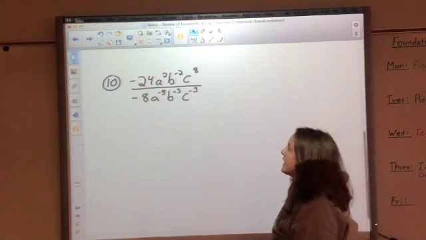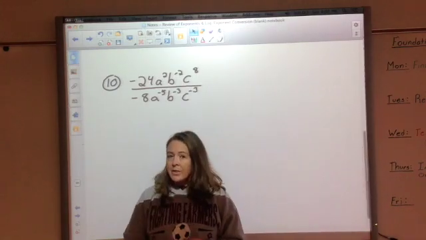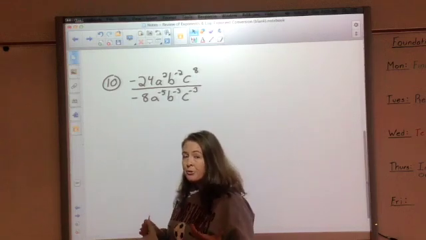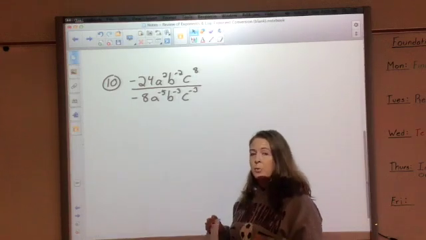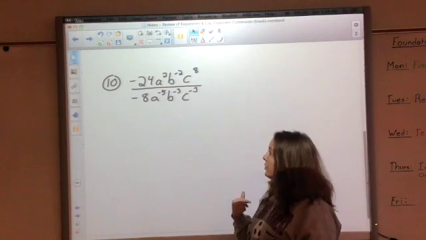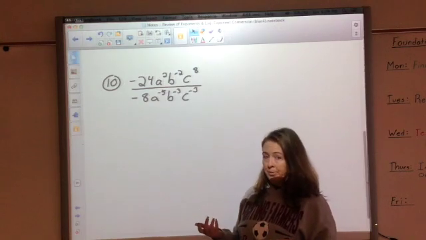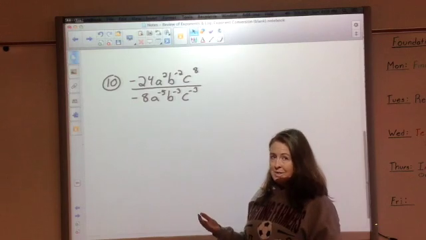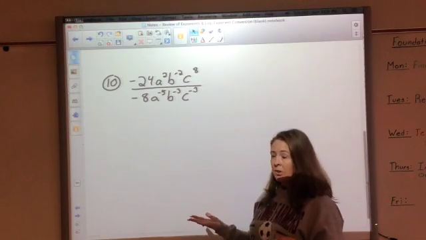All right, number 10. Okay, number 10, there's no parentheses with exponents outside of it, so that means I don't have to distribute my exponent and all that good stuff. What I do need to look at, though, is what will simplify. And again, multiple routes to take here will all get you to the same answer if done correctly.